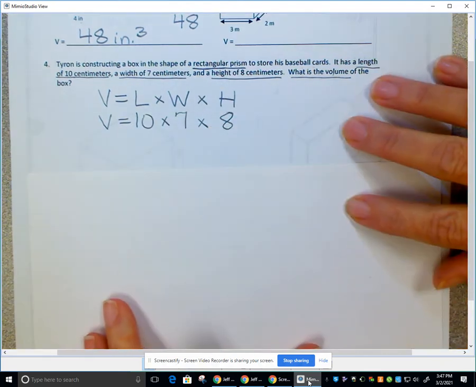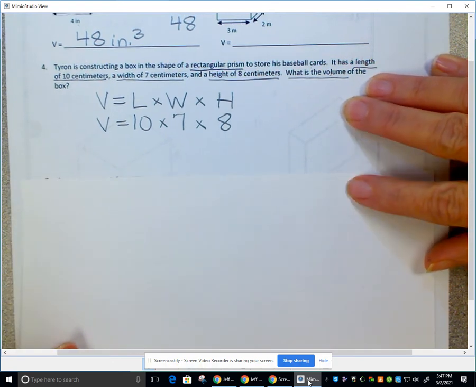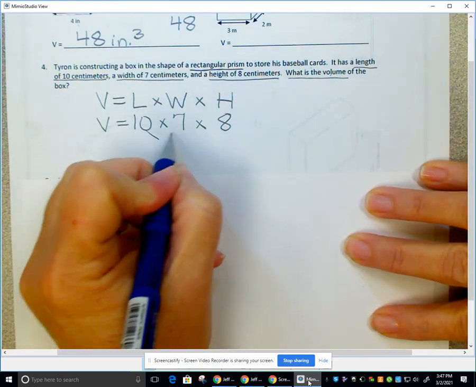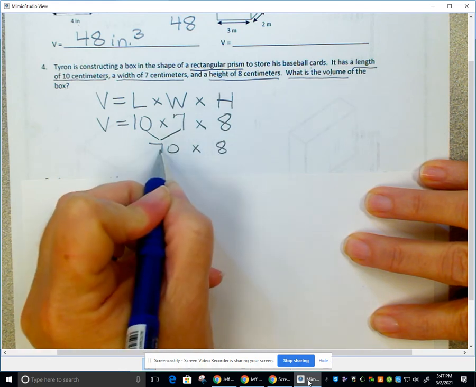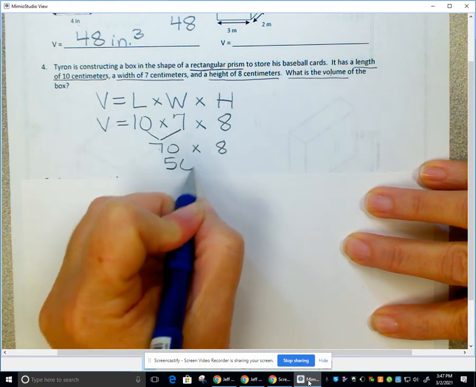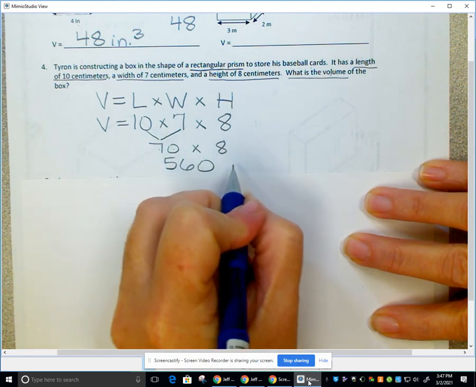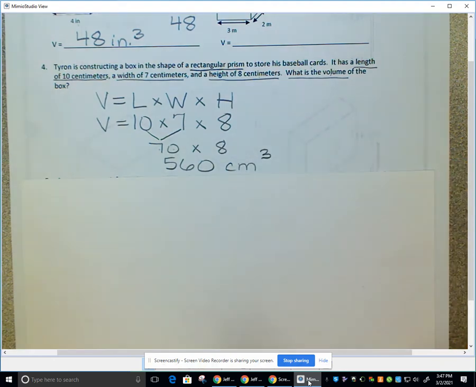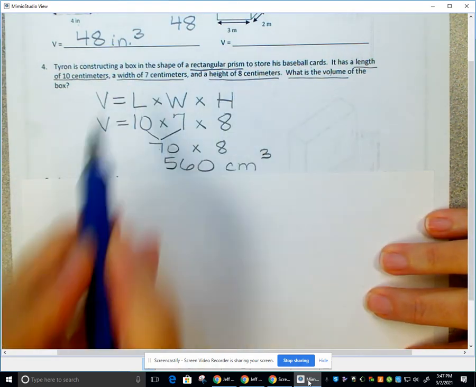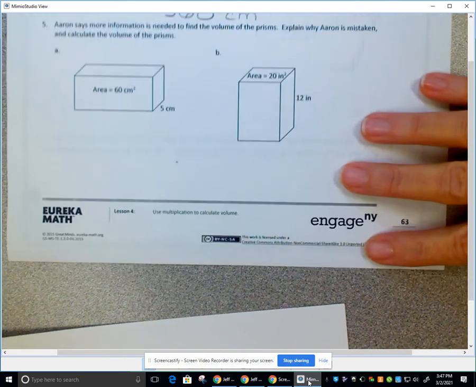Now all I have to do is multiply to find the volume. So I can grab 10 times 7, that's 70, times 8. And we know 7 times 8 is 56. Add the 0, so my volume is 560 centimeters cubed. So just don't worry if you don't see a picture. If they're giving you the dimensions, that's all you need. Okay, let's move on and look at 5.